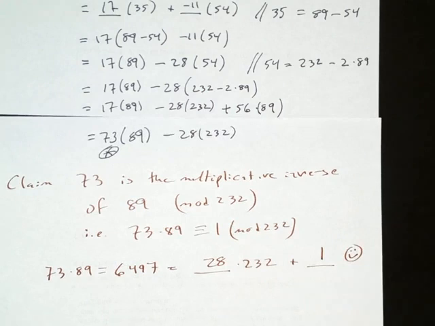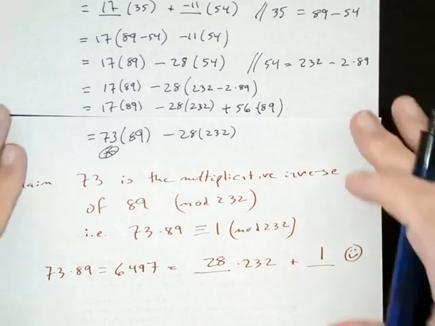So here's what this means. If I encode with 89, you decode with 73. I would like you to solve the following problem.